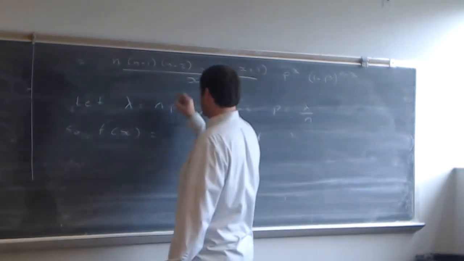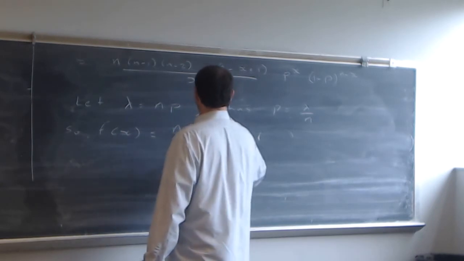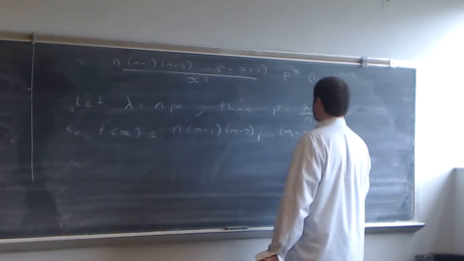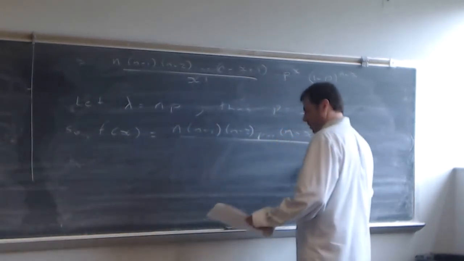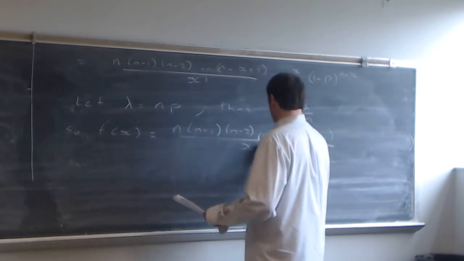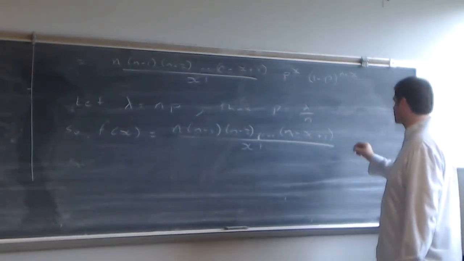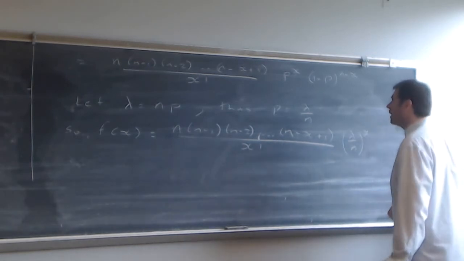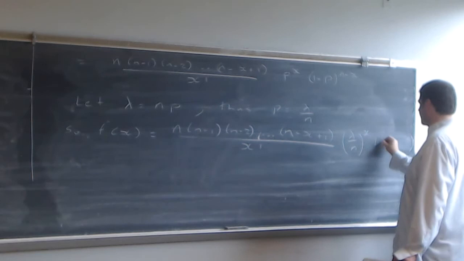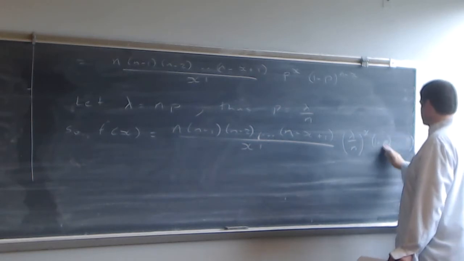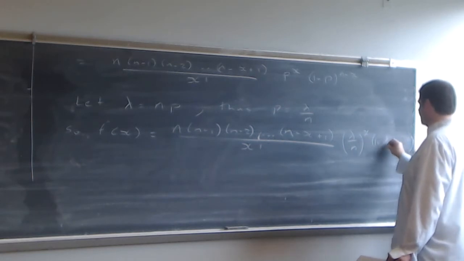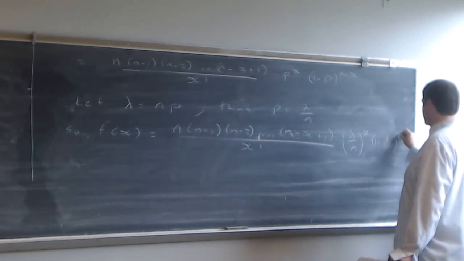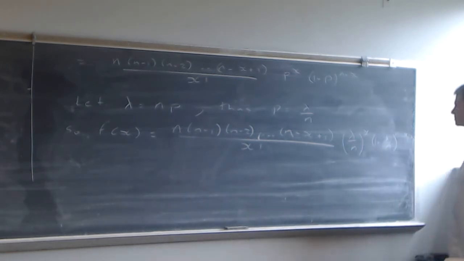So here, I'm going to leave this part the same. So n and n minus 1, n minus 2, all the way to be multiplied by n minus x plus 1, over the x factorial. And then the p, we're going to say, is lambda over n raised to the x. And here, this is going to be 1 minus p, well, it's 1 minus lambda over n raised to the n minus x. That's what we'll do.